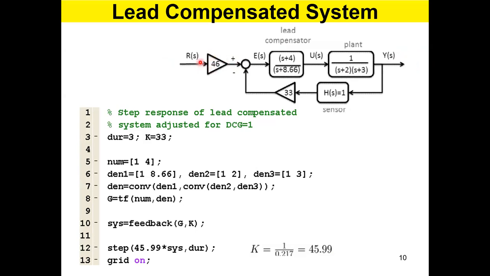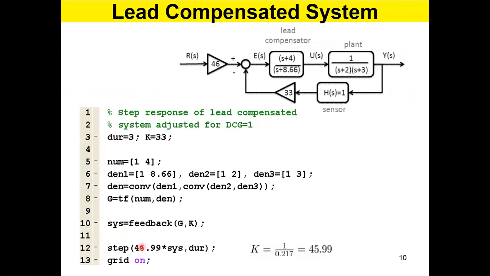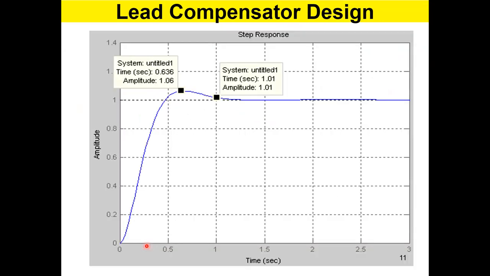To make that happen, you need to have this 46 gain upfront. Feedback gain is anyway 33. It's after that you get this one here. See, it's level one because of this 46. Because of this 46. Is that clear? Any other questions, please?